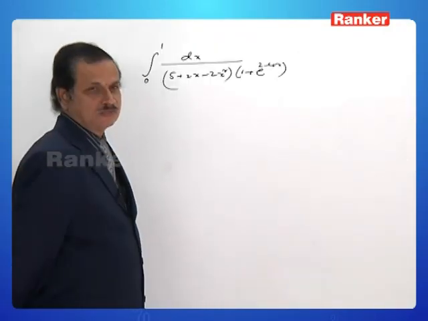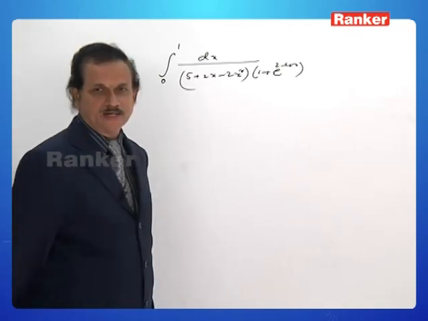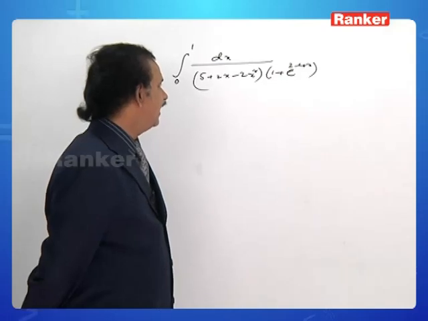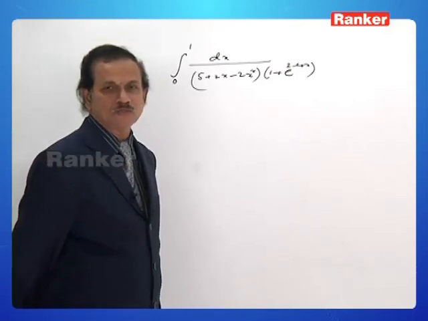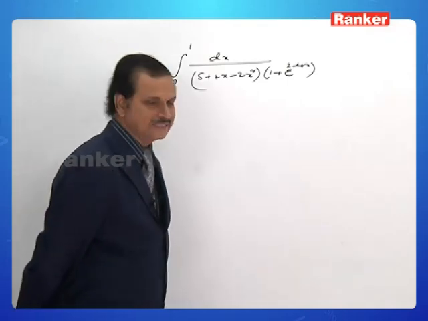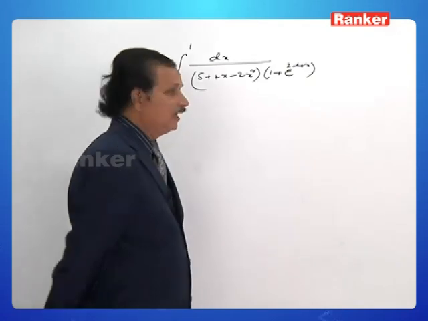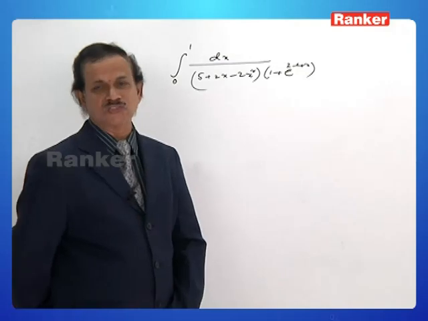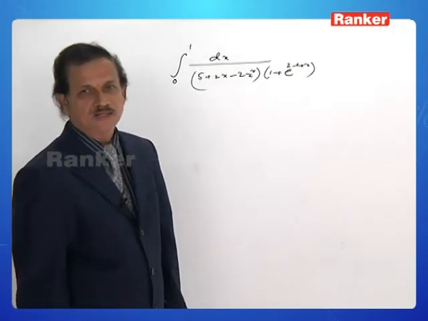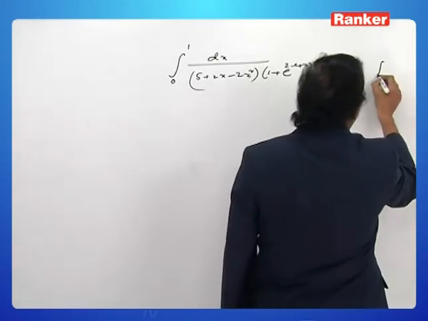Please observe the question. The new question before us is integral 0 to 1, 1 by 5 plus 2x minus 2x square into 1 plus e power 2 minus 4x dx. See, there is a crucial idea in solving this very easily. There is a beautiful formula for us. Let me recall that formula.